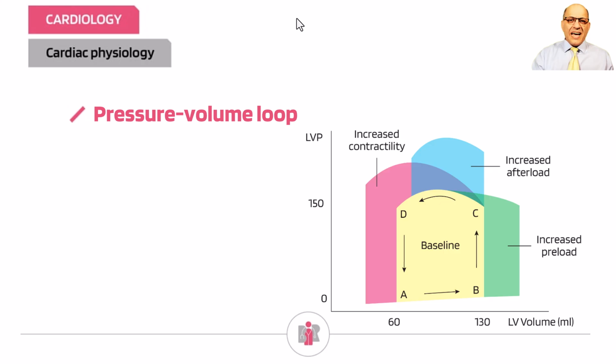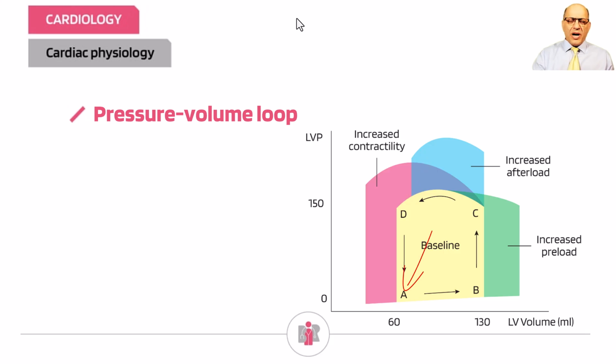Now you get to see that's the moment that you start your ejection phase, and that's the moment that the aortic valve opens. So from C to D, your volume goes from 130 back to 60. And when it goes back to 60, that means the stroke volume went out into the aorta. So C is the opening of the aortic valve, and D is the moment that the ejection phase is finished and the aortic valve closes.